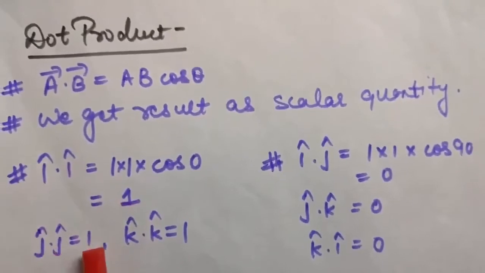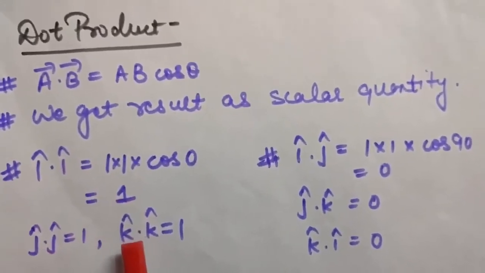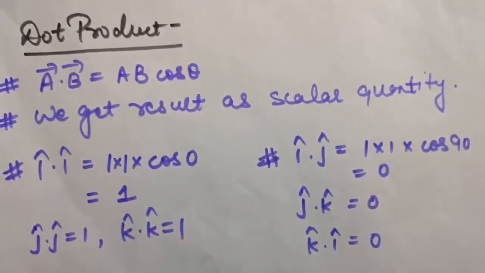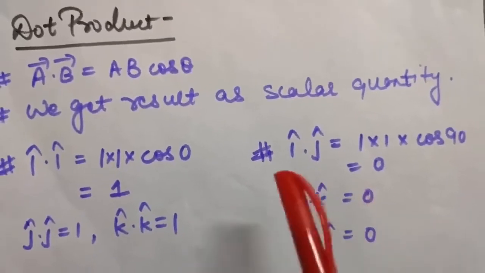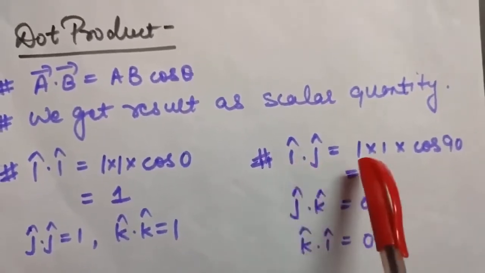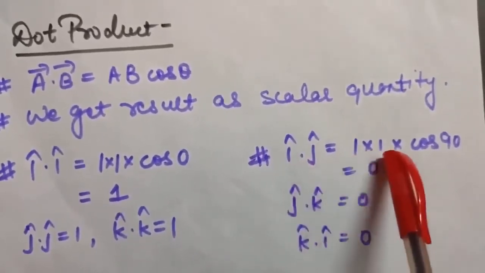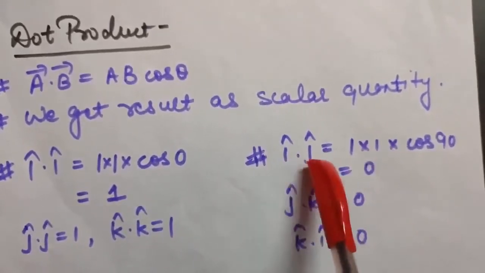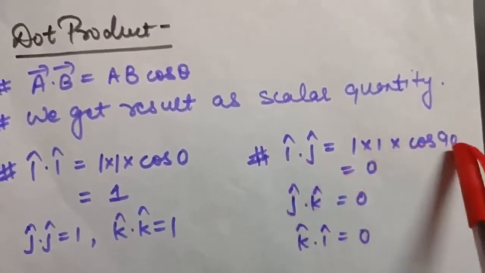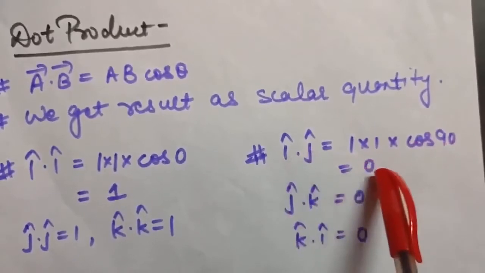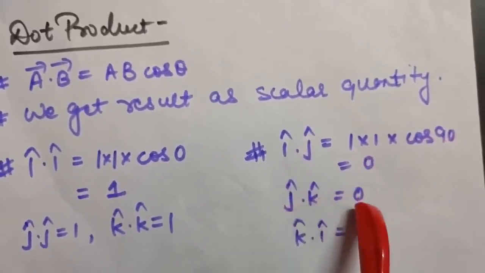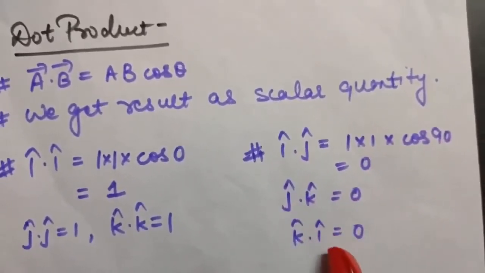Similarly, j dot j will come to be 1, and similarly, k dot k will also come to be 1. Now if I calculate i dot j, again their magnitude is 1, but now the angle between them is 90 degrees. So cos 90 is 0, so i dot j will be 0. Similarly, j dot k will also be 0, and k dot i will also be 0.